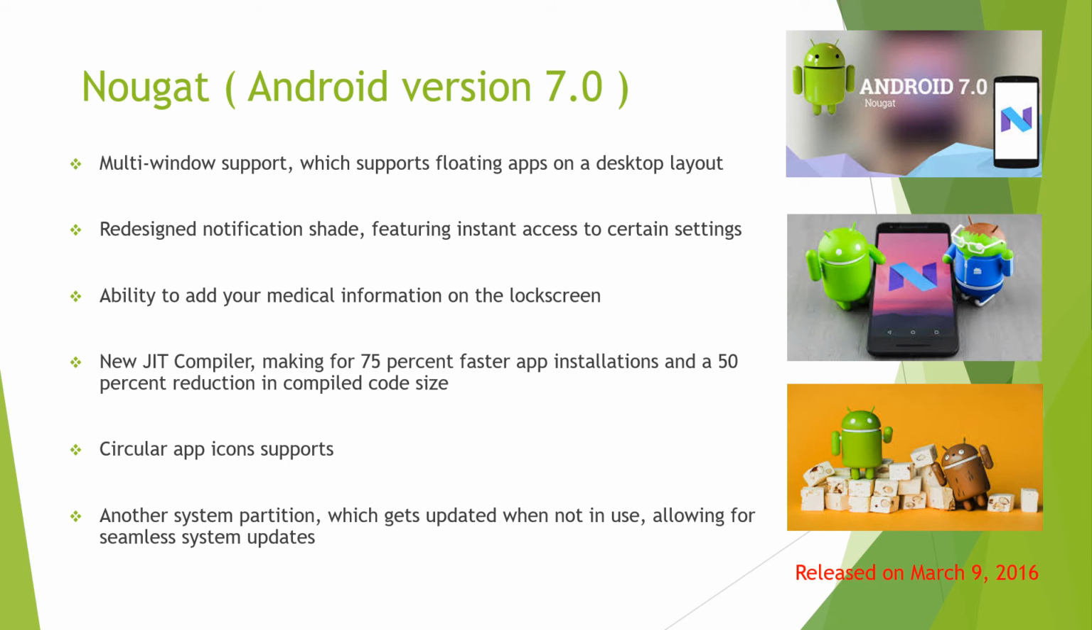After Marshmallow came Nougat with Android version 7.0. It was released on March 9th, 2016. Let's go through some of the major features introduced in Nougat. Multi-window support, which supports floating apps on desktop layout. So this was a unique feature. You could use multiple apps at a time.